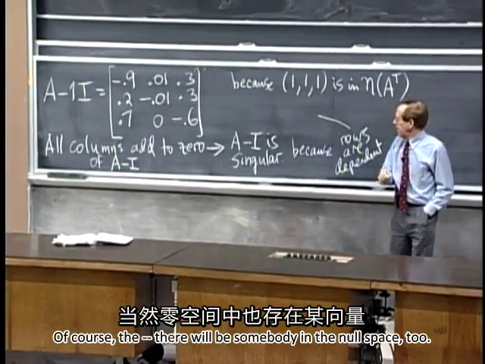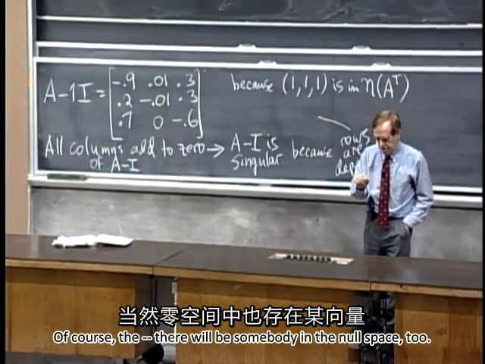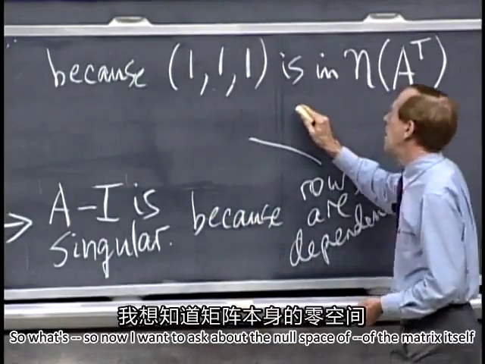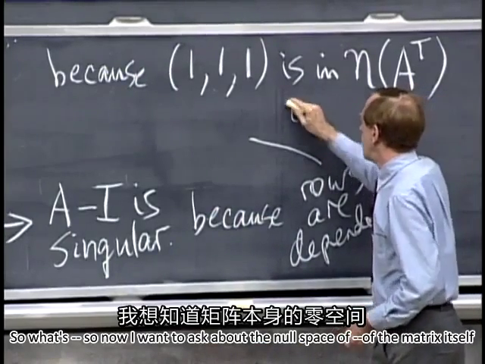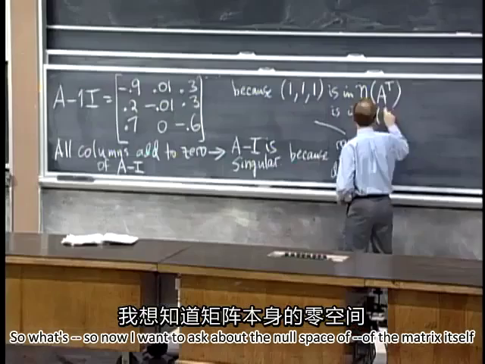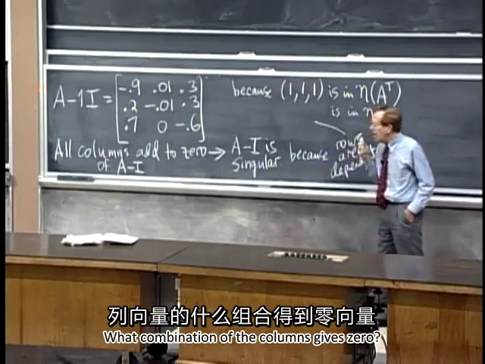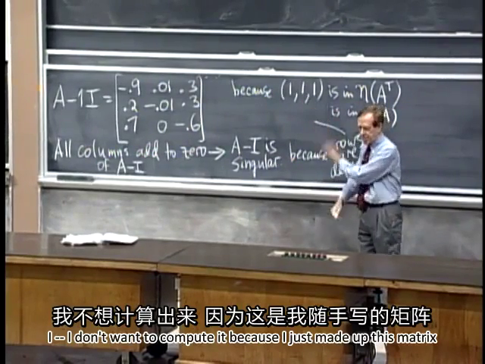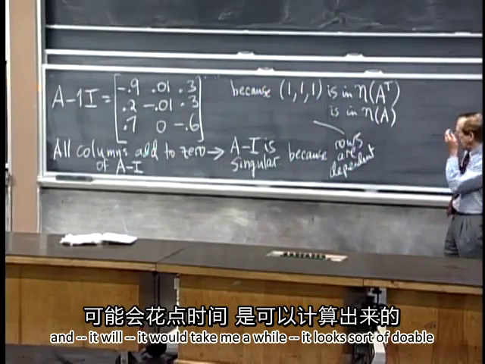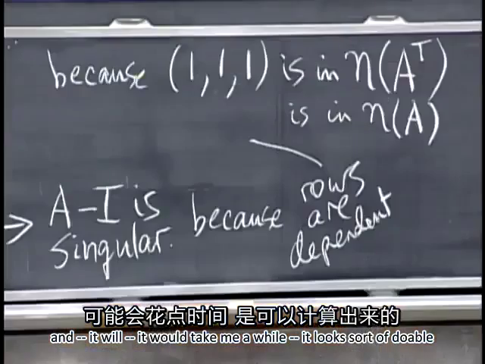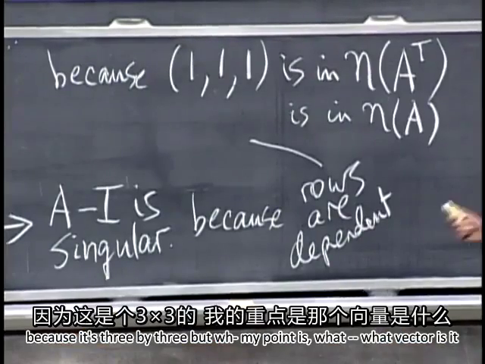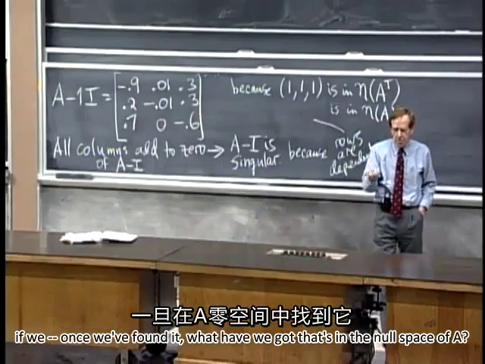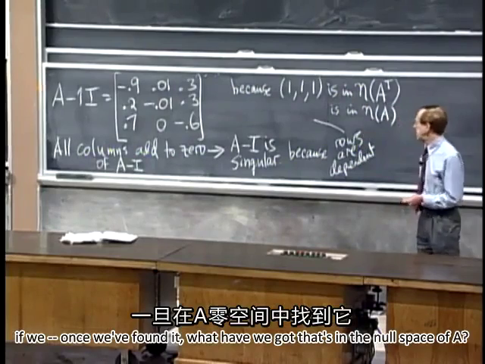Of course, there will be somebody in the null space, too. And actually, who will it be? Now I want to ask about the null space of the matrix itself. What combination of the columns gives 0? I don't want to compute it because I just made up this matrix, and it would take me a while. It looks sort of doable because it's 3 by 3. But my point is, what vector is it? Once we found it, what have we got that's in the null space of A?